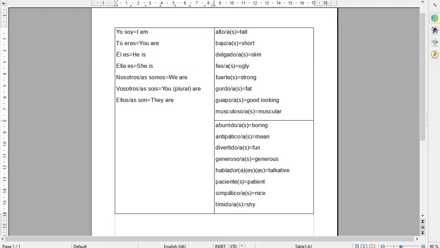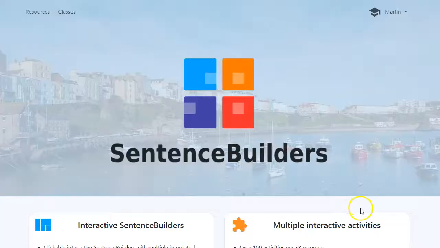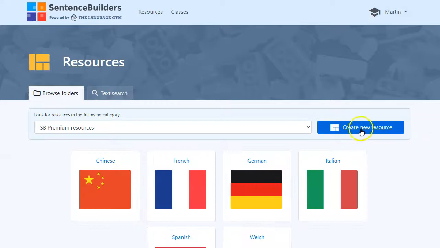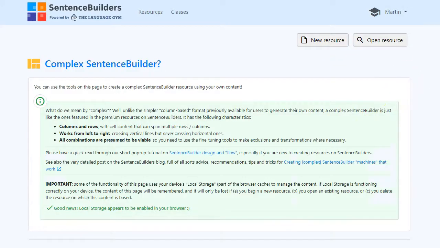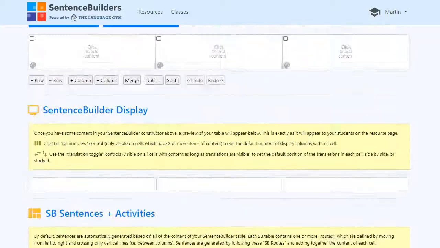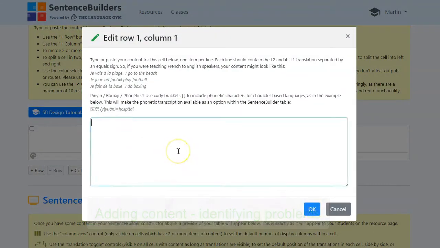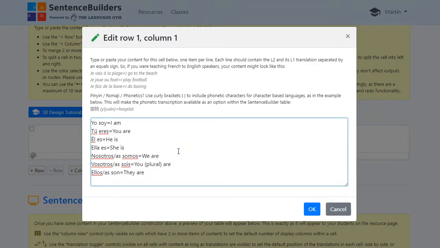Now, I'm going to show you how I took essentially this information and made it into one of the premium resources that we find on the Language Gym section of SentenceBuilders.com. So we go to the Sentence Builders website, we're logged in, we go to Resources, we click on Create New Resource, and we have our resource creation tool. The first thing I'm going to do is paste in the subject pronouns from our table. So there they are, exactly as we saw them in the Word document.